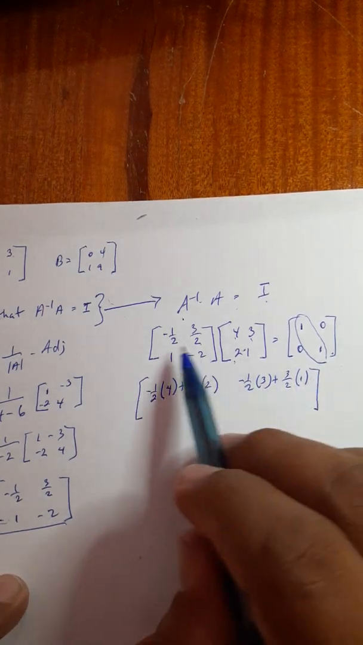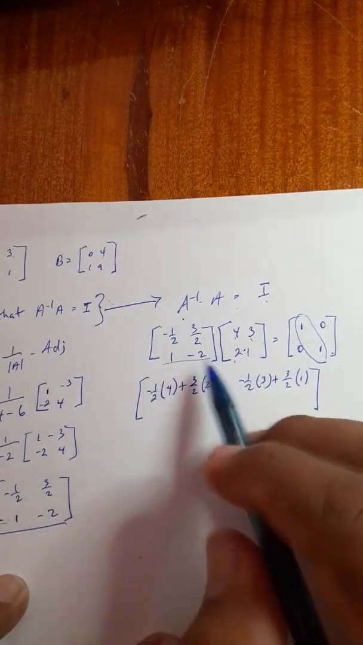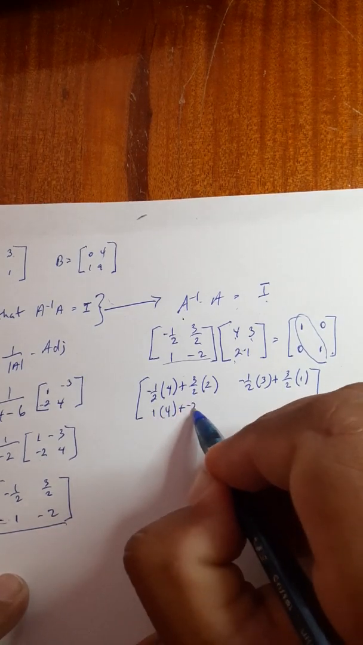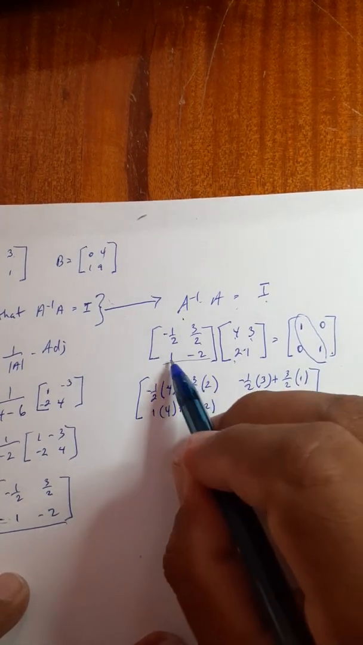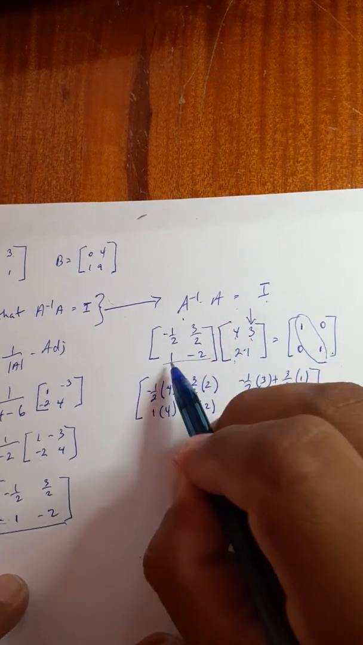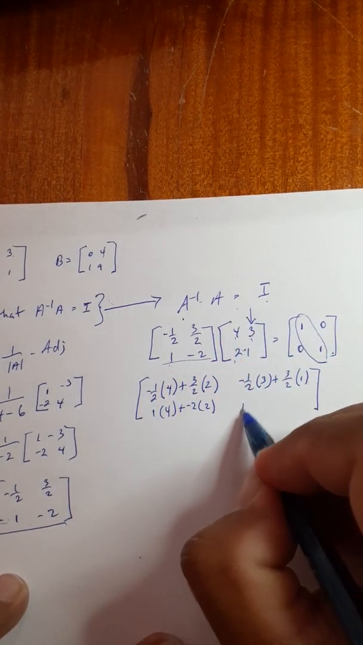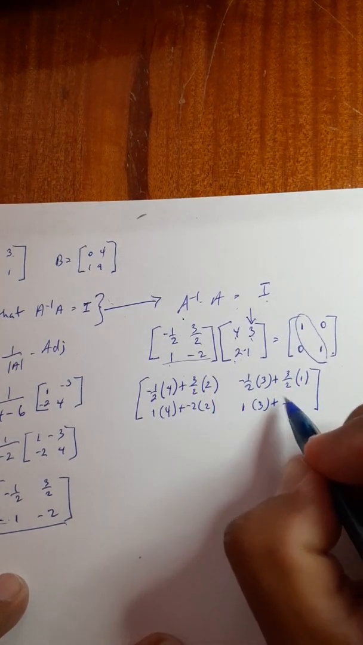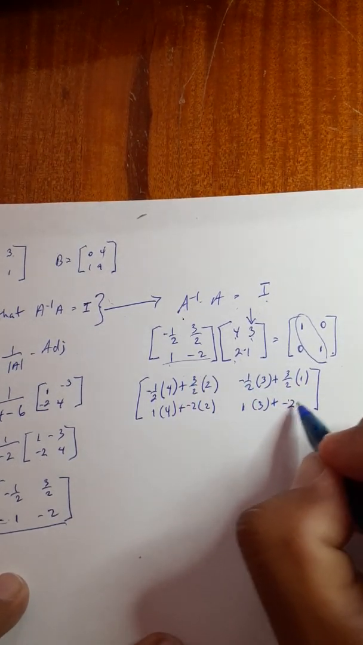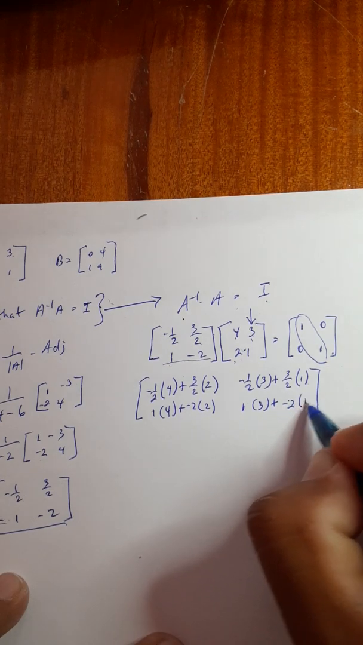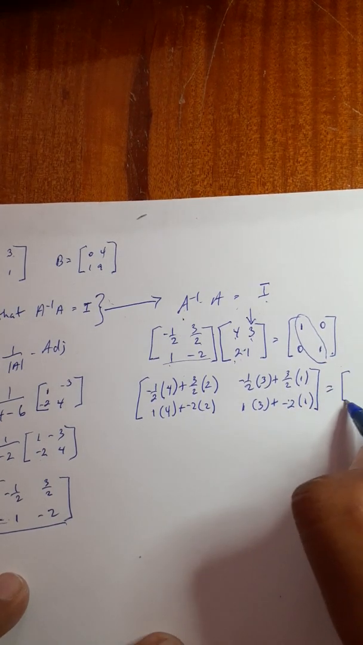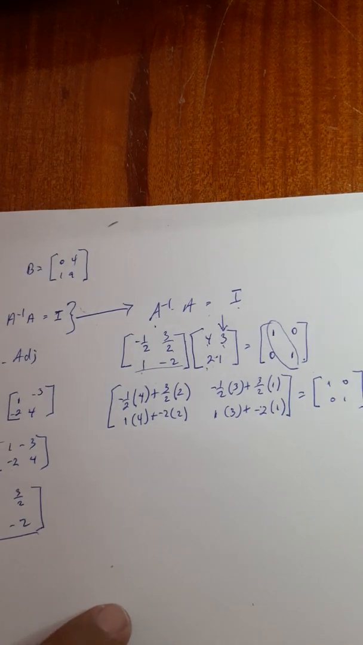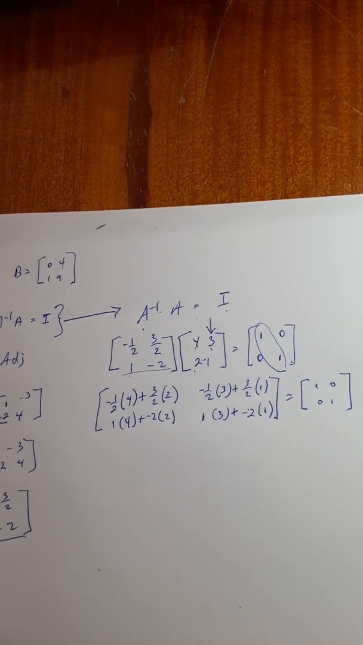So now we finish with this row on all columns. We move with the next row, all columns. 1 times 4 plus negative 2 times 2. Then 1 times 3, sorry, 1 times 3 plus negative 2 times 1. So that should equal 1, 0, 0, 1, right? So it's right there. So I do the maths.